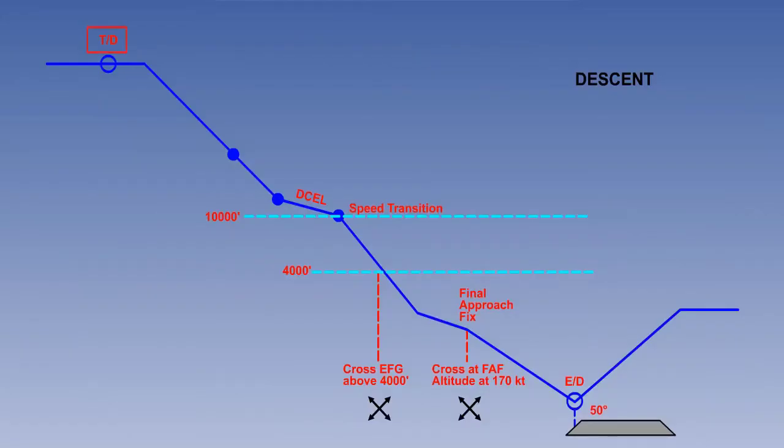The considerations for the descent are similar. A top of descent point is computed automatically. Speed, distance, and altitude constraints require continuous calculation of required thrust, right down to the final approach. A high-speed descent or a fuel economy descent may be selected.